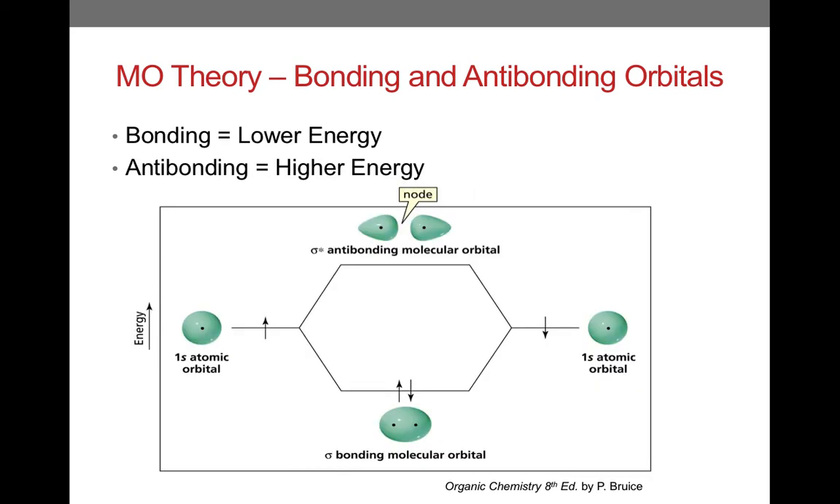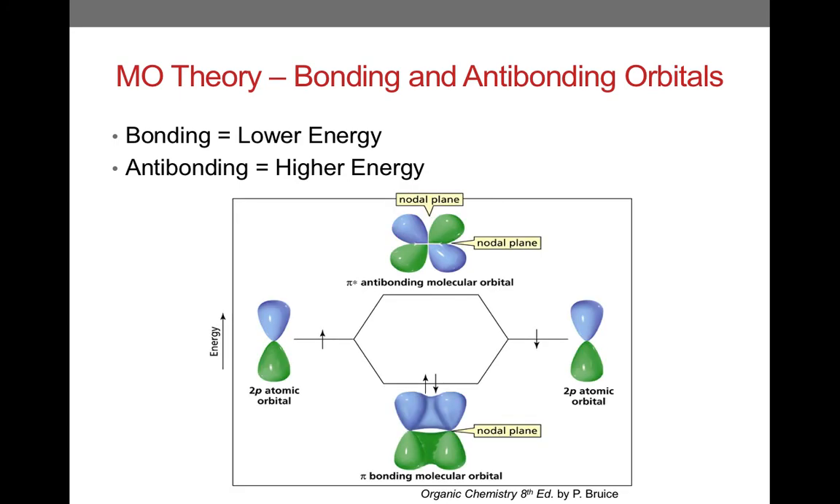This figure shows that bonding molecular orbitals have lower energy, while antibonding molecular orbitals have higher energy. Notice that this is for sigma bonds. Take a moment to analyze the energy diagram in the figure. The same is true for pi bonds. This figure also shows that bonding orbitals have lower energy and antibonding orbitals have higher energy. Take a moment to analyze the energy diagram in the figure.